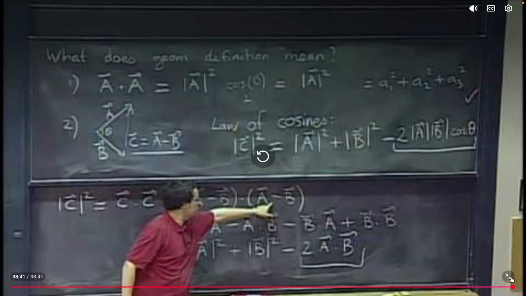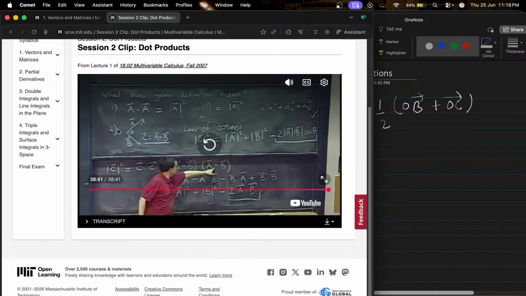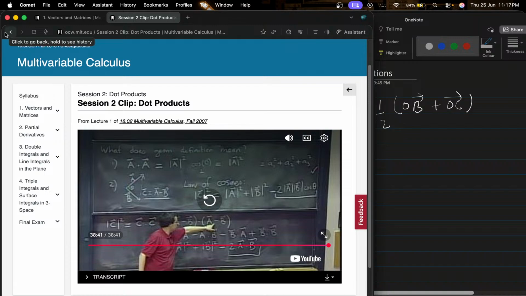I guess it was a clipped video of the overall video, only for dot products. So that was it for the dot product. The summary is that the dot product is basically the law of cosines, and when we do the dot product, its value is the magnitude of A times the magnitude of B times cos theta.